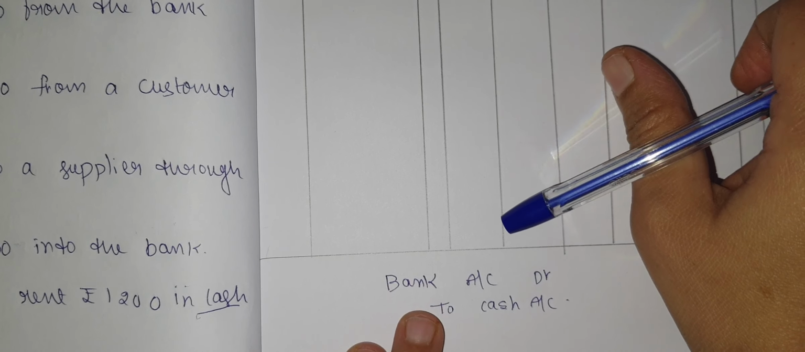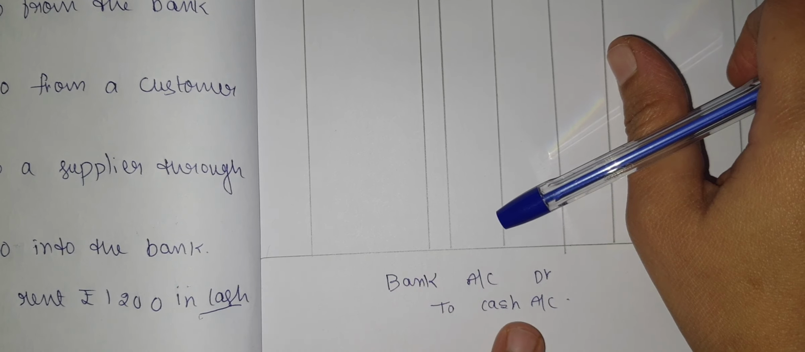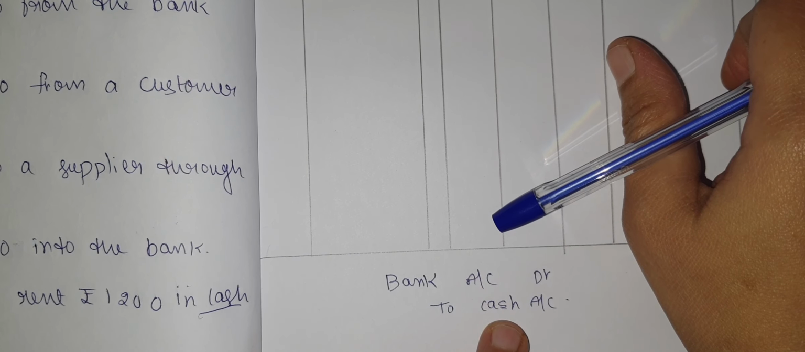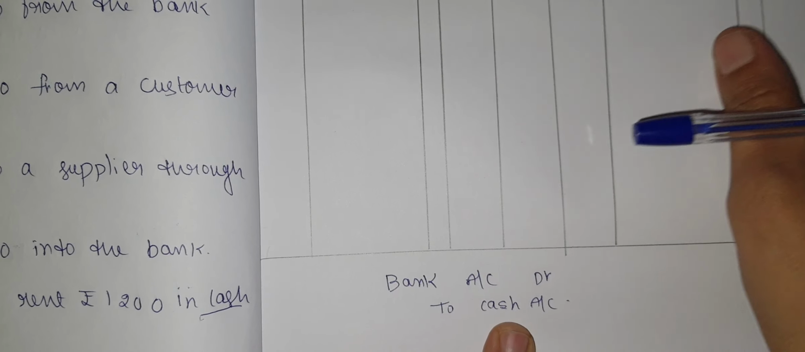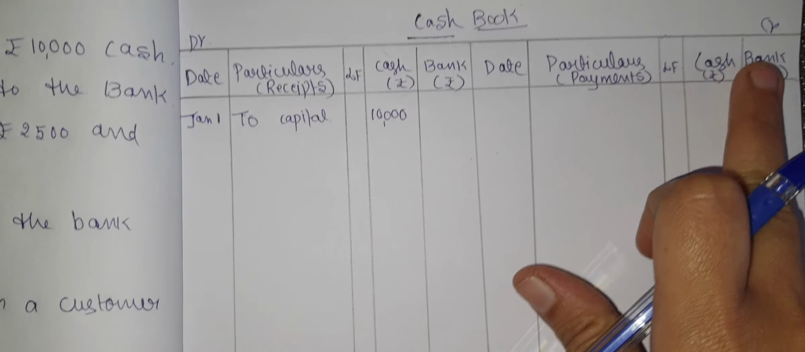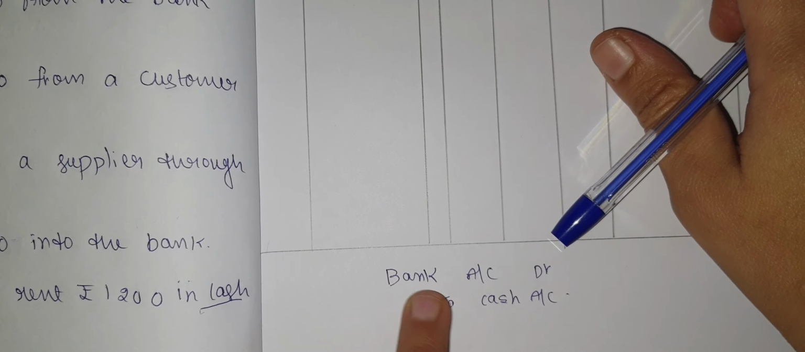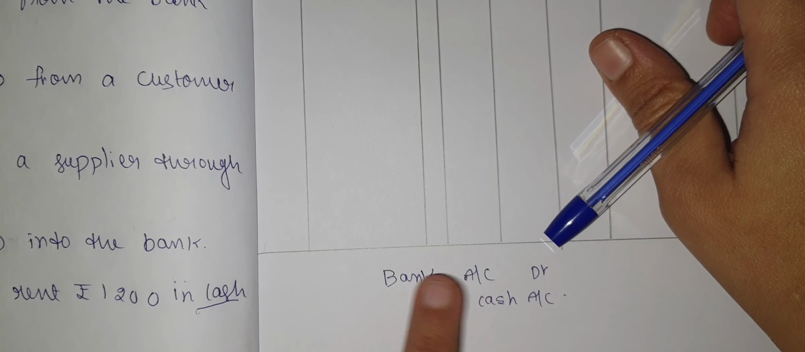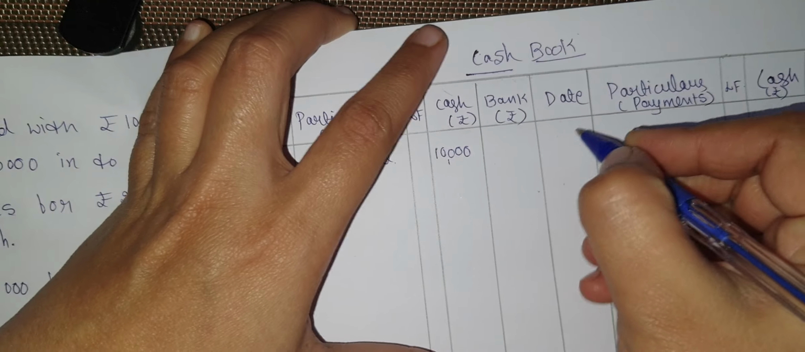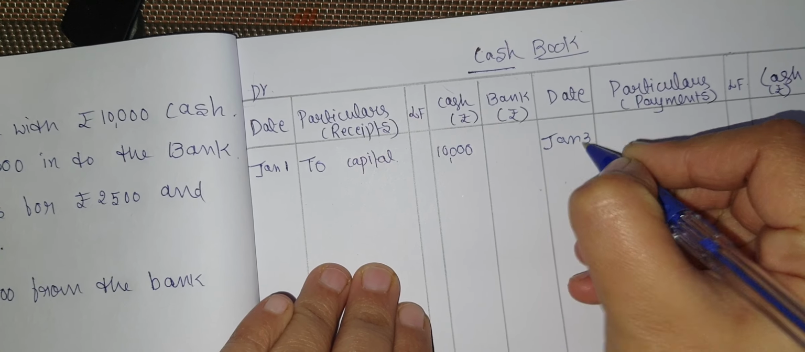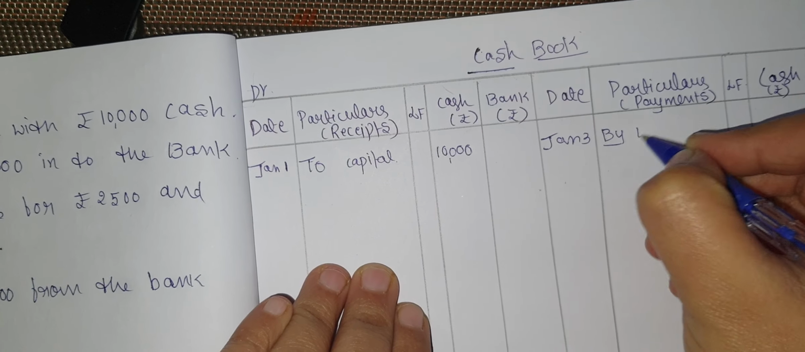Okay, here see the entry is bank account debtor to cash account. Here cash account is credited. So go to the credit side of the cash book and write down the opposite entry of cash account, that is bank account. So on Jan 3rd, write down by bank.